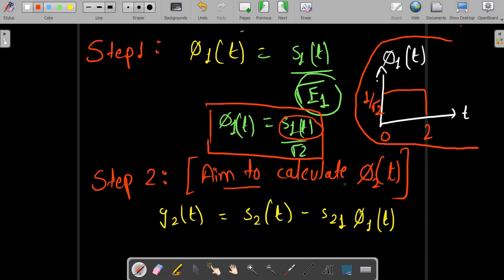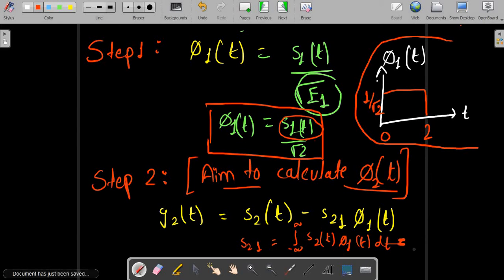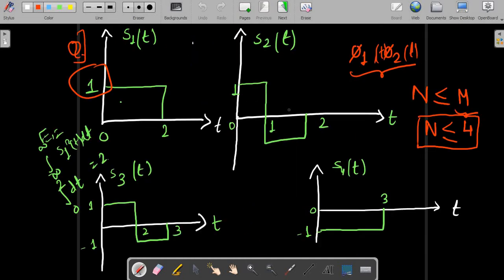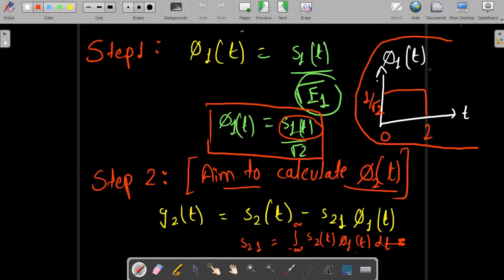Now step number 2: our aim is to calculate phi 2(t). How will we calculate phi 2(t)? Phi 2(t) can be calculated by using an intermediate function, as we already discussed. Let's say this function is g2(t) and it is given by this. Now we need to calculate s21 first, which is our scalar, and we know how to calculate it: the integral of s2(t) times phi 1(t) dt. So we have to check both waveforms, s2(t) and phi 1(t), which we already plotted, and multiply both of them.